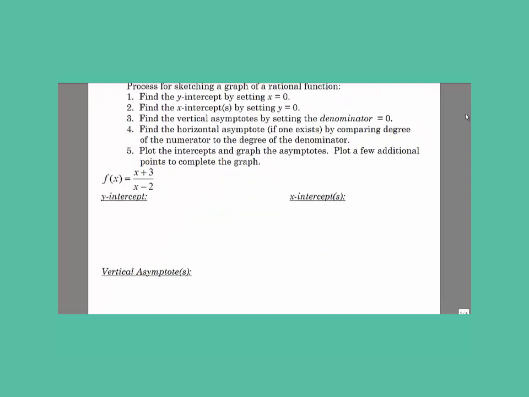The first step is to find the y-intercept by setting x equal to 0. Let's look at the given function. We will set x equal to 0 and solve. We get -3/2 or -1.5. This means the graph crosses the y-axis at -1.5.